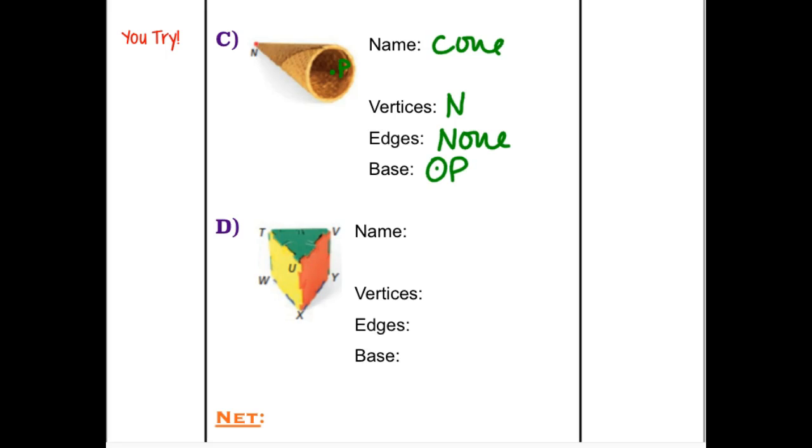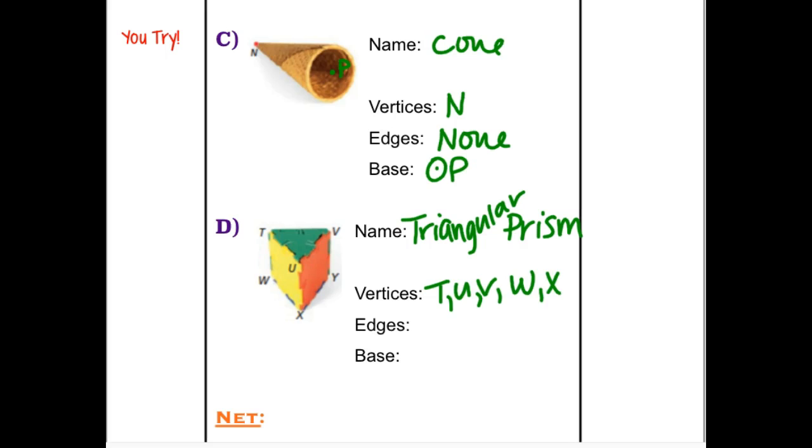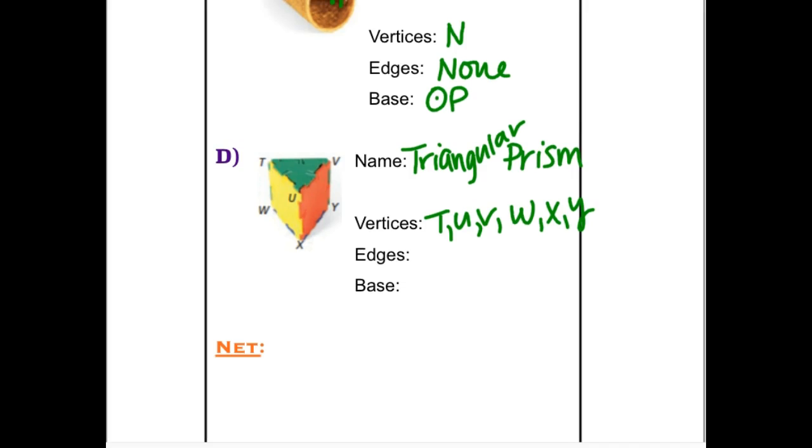All right, and then D, we have rectangular faces, so we know it is a prism. And then it's got triangular bases, so that is a triangular prism. Vertices, we have T, U, V, W, X, and Y. Edges, we've got 3 around the top base, 3 around the bottom base, and 3 to connect the two bases. So that means we have 9 total.